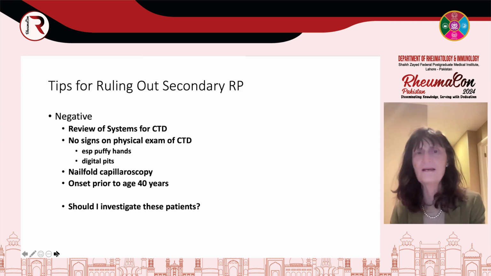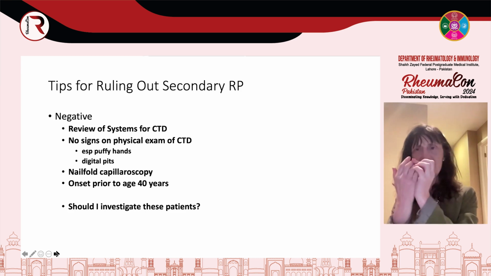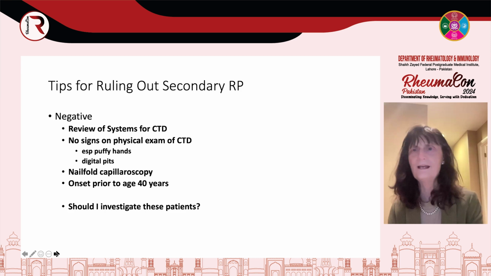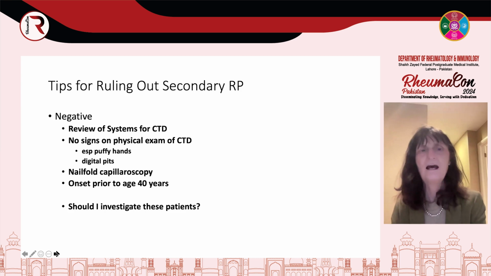On physical examination, you want to look at the hands a lot. So are there dilated capillaries? Are there digital pits? Does the patient have puffy fingers? You either want to do nail fold capillaroscopy, but for most of you, that's not practical in clinic. So you can use an otoscope, ophthalmoscope, or dermatoscope to just magnify a periungual area.